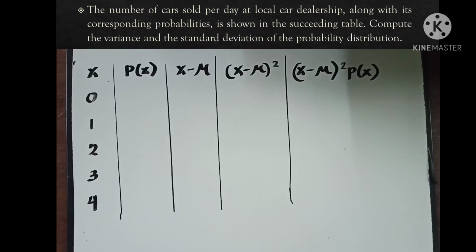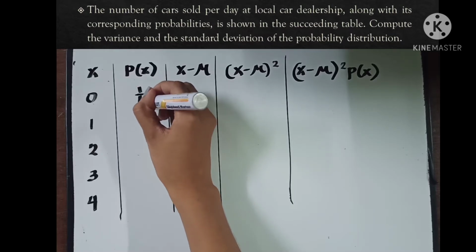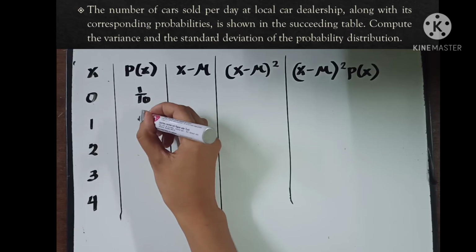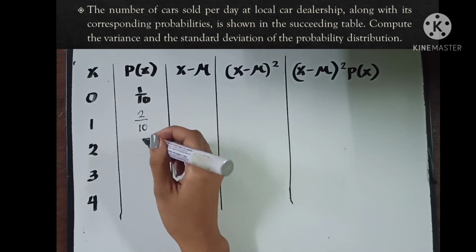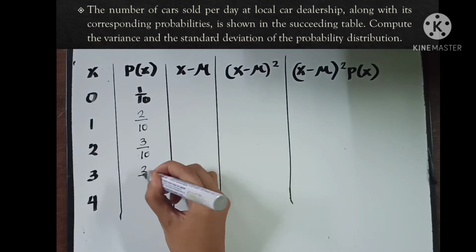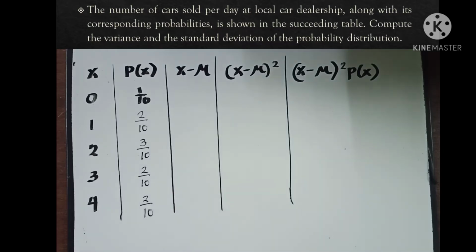So, ito na yung given natin. And yung probability naman ay given na rin. So, that is 1 over 10. So, the probability of x equal to 1 is 2 over 10. Okay. Then, 3 over 10. 2 over 10. And 2 over 10. Okay, so given na po ito. So kapag magsosolve tayo ng mean, variance, and SD, given si x at yung probability.